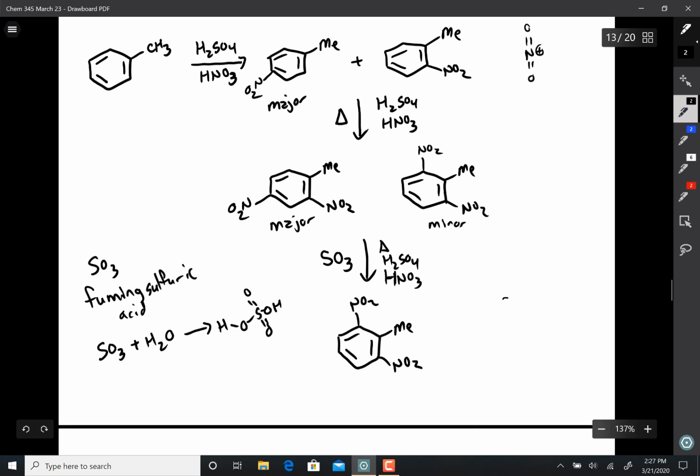then, here we have 3 groups on it. The most activating group is the methyl group, so we're going to use that. The only spot left in the ortho-para position to nitrate is right up here. And this one directs it to here, giving you this as the product.